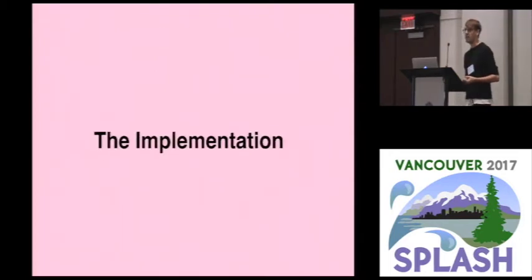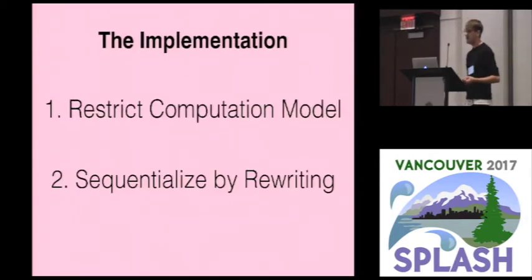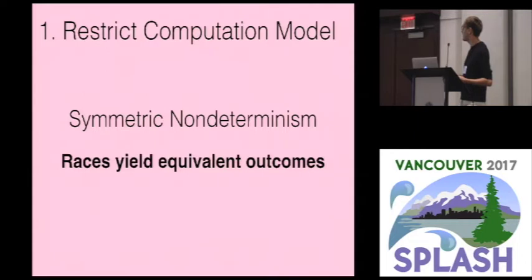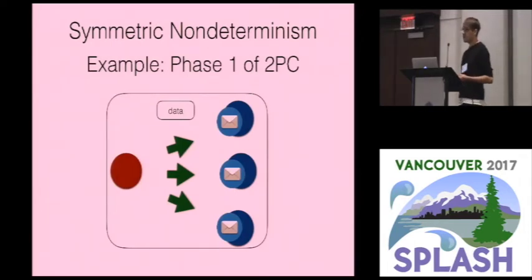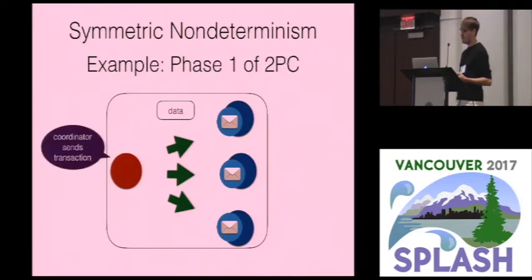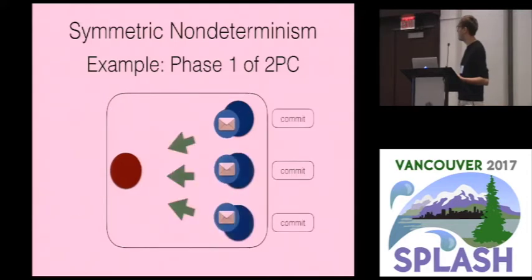Okay. So how would we actually go about computing these sequentializations? The key idea is to restrict the things that you can compute. So what we do is we make sure that your program only contains races that yield equivalent outcomes. We call this condition symmetric non-determinism. Let me show you how it works for the first round of the two-phase commit protocol. We want that races only produce equivalent outcomes. In the first round, the coordinator sends out the transaction it wants to commit, but there's only one place it can be received, so there's no race and vacuously this holds.